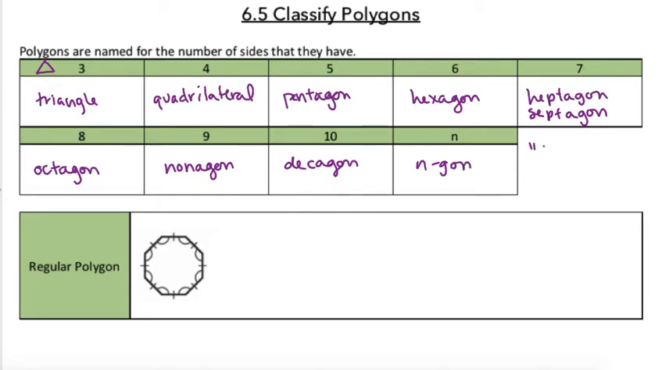So if I had 11, it would be an 11-gon. If I had 100, it would be a 100-gon. We get kind of lazy at the end there. There are other names, but it's acceptable once you get beyond 10 to just use this notation for it.